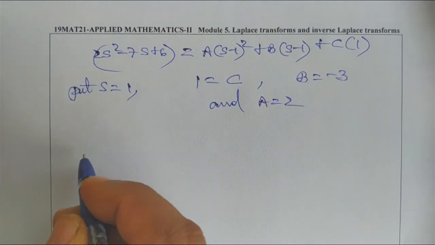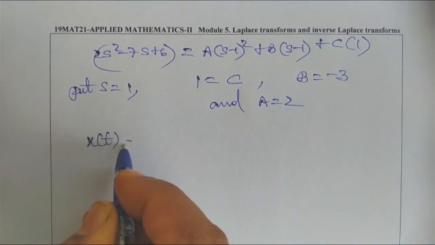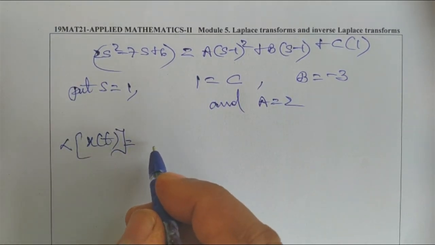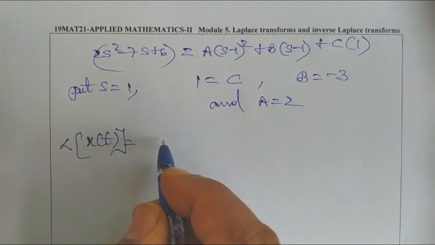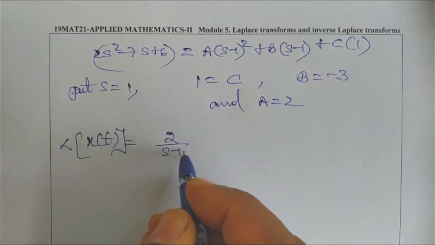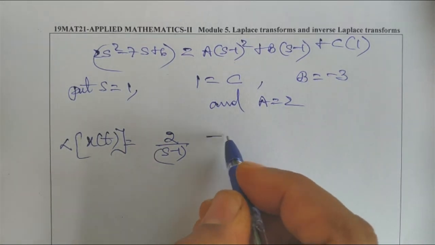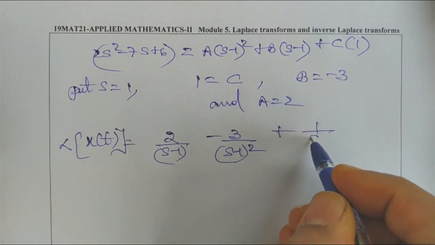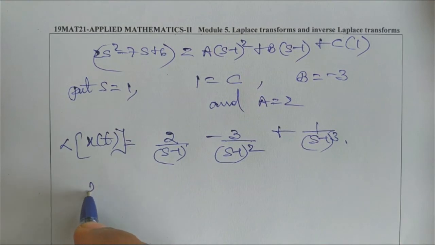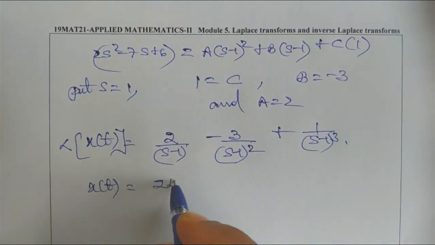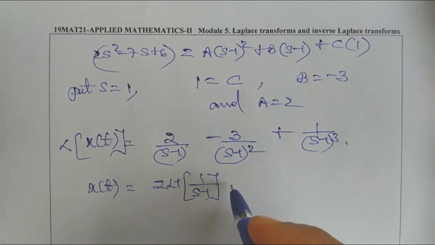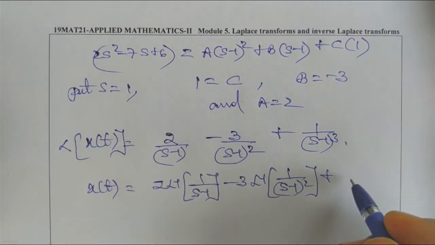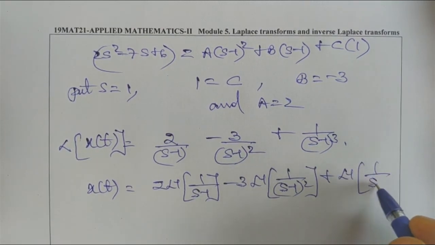Now after getting this substitute, so Laplace of x of t is equal to 2 into, that means a value is 2 divided by s minus 1, then b value is minus 3 divided by s minus 1 whole square plus the c value is 1 divided by s minus 1 whole cube. So x of t is equal to 2 into L inverse of 1 divided by s minus 1 minus 3 into L inverse of 1 divided by s minus 1 whole square plus L inverse of 1 divided by s minus 1 whole cube.